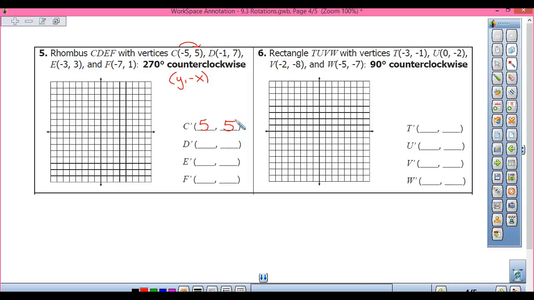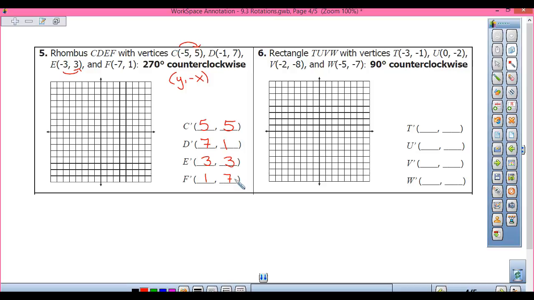Okay, so D prime, the y moves to the front, so in the front I've got 7, what? 1, yep. Come on, everybody else can participate as well. E prime, the y moves to the front, the x goes to the back, and we take the opposite, so 3, 3. And F is going to be 1, 7. Good.